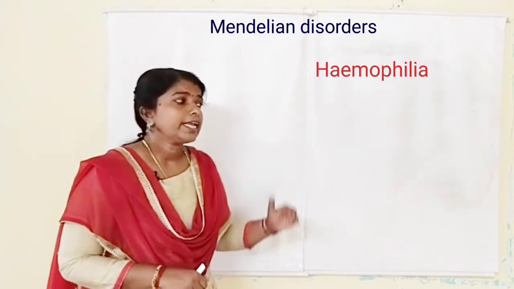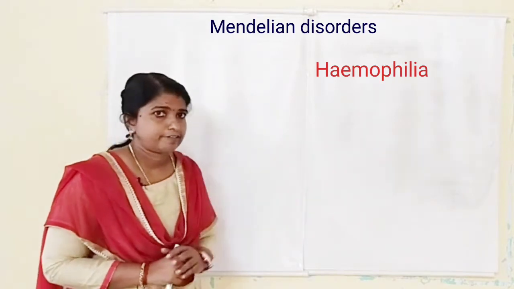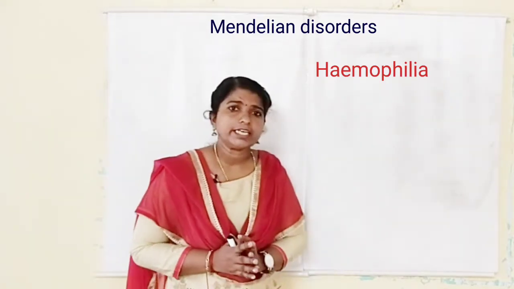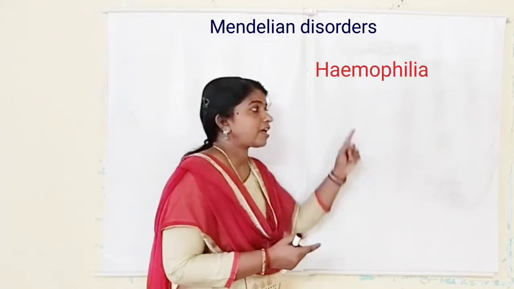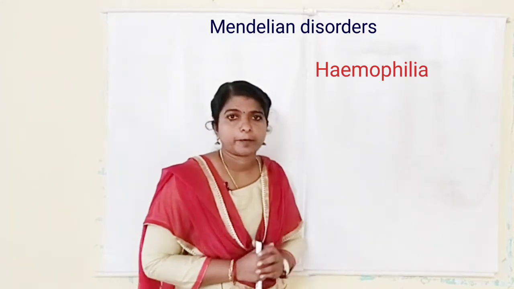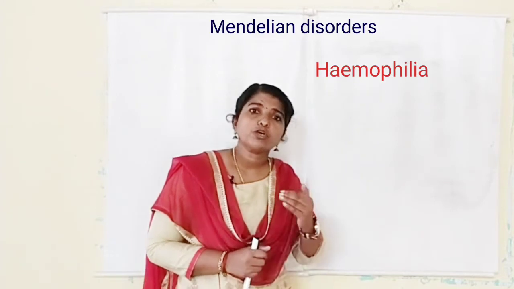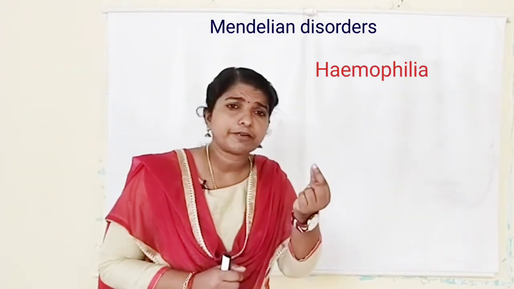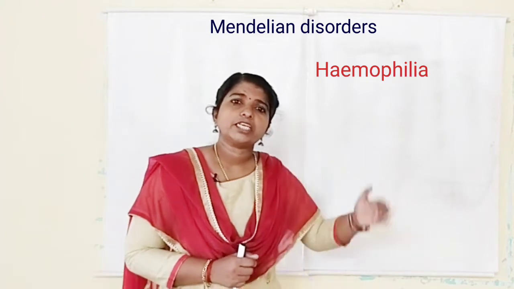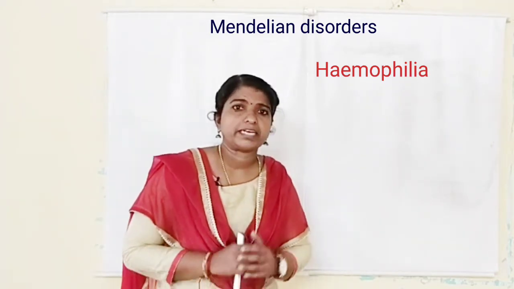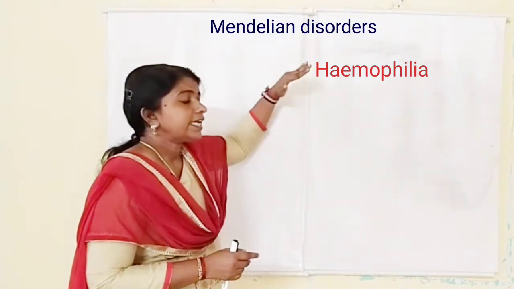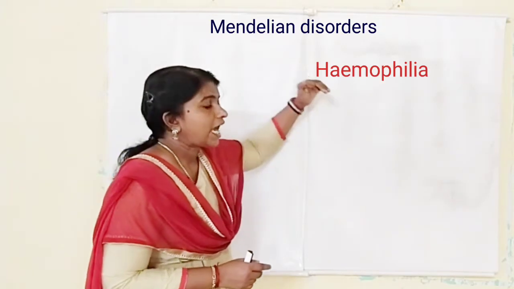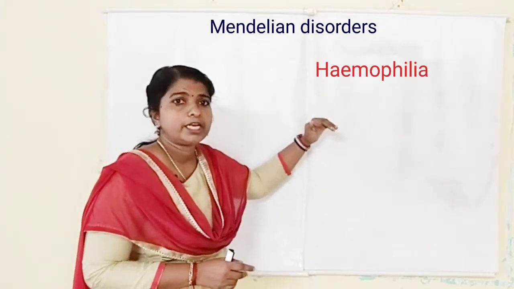Haemophilia is a sex-linked recessive disorder. There are many proteins involved in the coagulation or clotting of blood, and one of such proteins gets affected in this disorder. As a result, non-stop bleeding will occur. Even from a small cut, the blood continuously oozes out. Blood cannot clot. Normally it is transmitted from a carrier, unaffected female to her son.